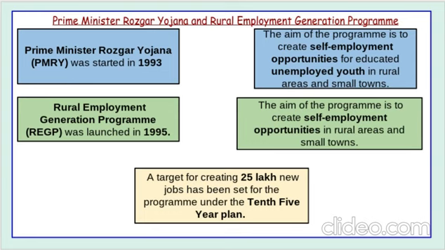Next is the Prime Minister Rozgar Yojana and the Rural Employment Generation Program. So, what was this Prime Minister Rozgar Yojana, PMRY? It was started in 1993. Its aim was to create self-employment opportunities for unemployed youth in rural areas and in other small towns. The young people who are unemployed and talented get equal self-employment opportunities. This Prime Minister Rozgar Yojana was launched for that.